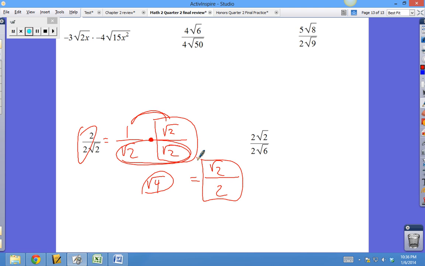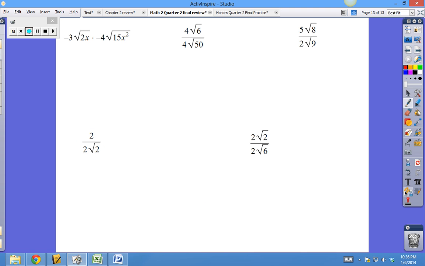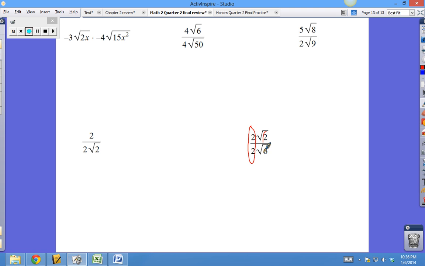Okay, last one. I can divide these together. 2 divided by 2 is just 1. And I can even divide these together. And 2 divided by 6, that's going to be the same thing as 1 divided by 3. Okay, now this one I like. Square root of 1 is just 1. So I've got 1 over square root of 3.